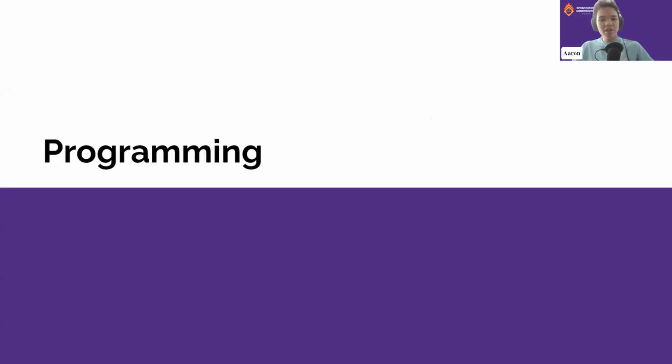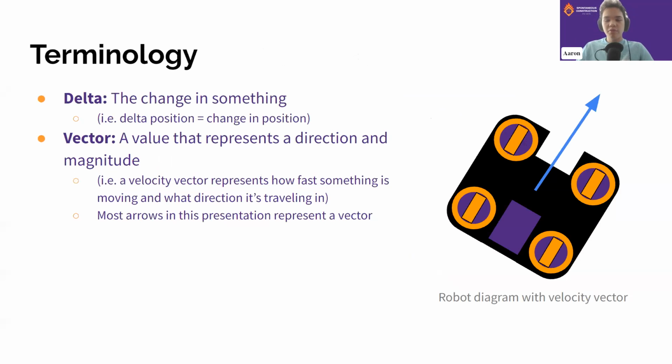Okay, and now for the programming behind a swerve drive. Before I go into this section, I want to go over some basic math terminology in case you guys aren't aware of what they mean. First of all, the term delta, which just means a change in something. So if I say delta position, that refers to the change in position of a wheel or robot or anything like that.